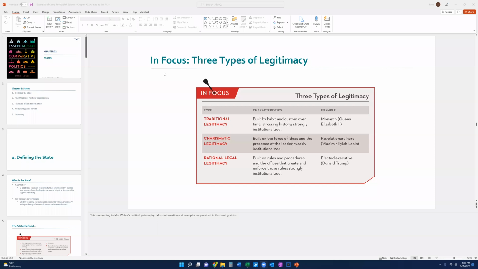All right, guys. So just going ahead and actually getting into our chapter 2 lecture. Let me share screen. There's going to be a total of about four main points that this chapter is going to cover.